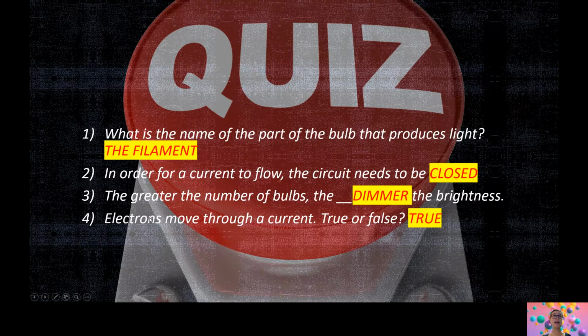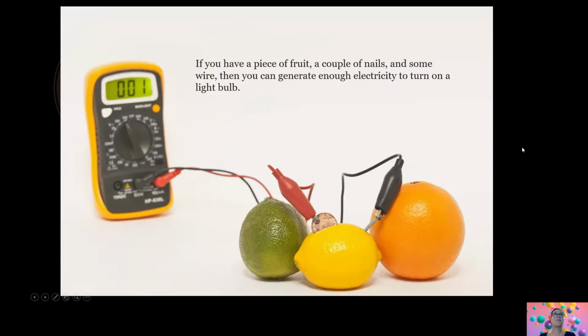And question 4, electrons move through a current, true or false? This is true. Bonus point if you can tell me whether electrons have positive or negative charge. Think about it for a moment. Electrons have negative charge. Okay, now let's get on to today's new learning about natural batteries. If you have a piece of fruit, a couple of nails, and some wire, then you can generate enough electricity to turn on a light bulb. Isn't that incredible? So let's find out how this can be done.